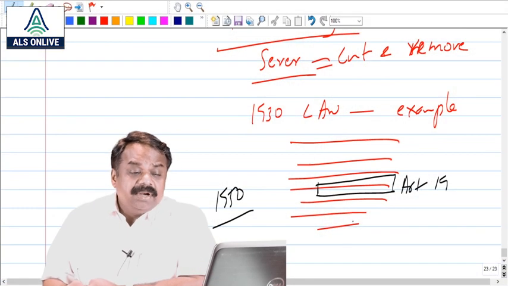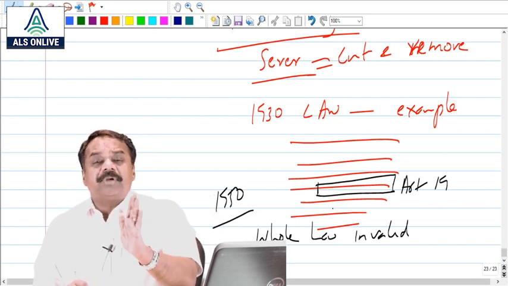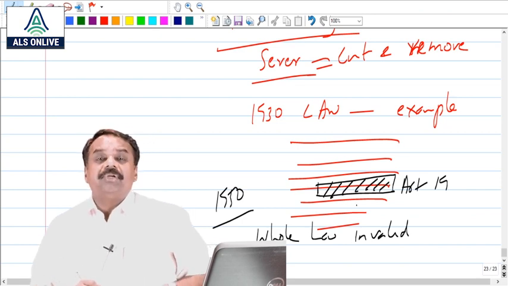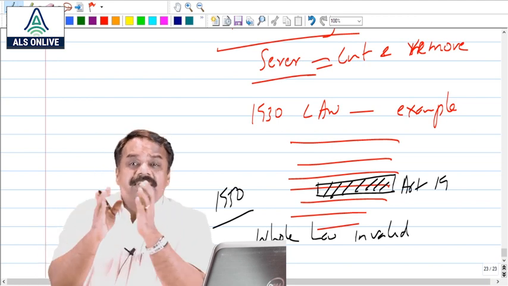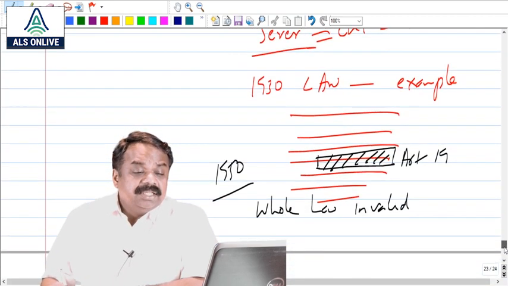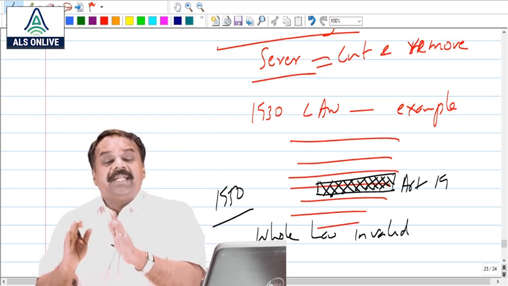Now the question is, Article 13 says this law shall be declared invalid to the extent of inconsistency. So shall we declare the whole law invalid, or shall we just remove that much portion which is violating the fundamental rights? Shall we cut and remove only that much portion? The Supreme Court, or the doctrine of severability, says that if the valid sections of the law can be severed from the void sections, then the portion which is violating should be cut and removed, and the rest should be declared valid.